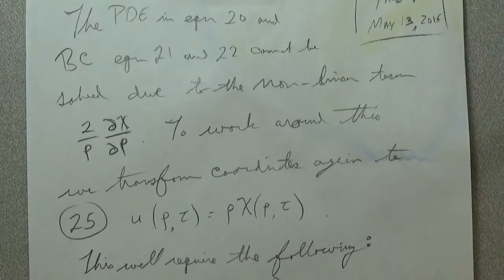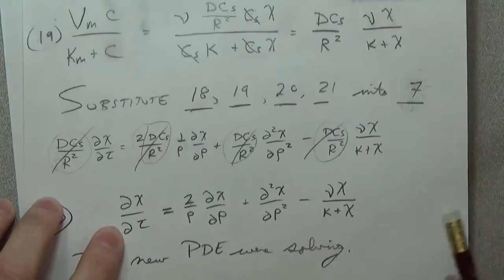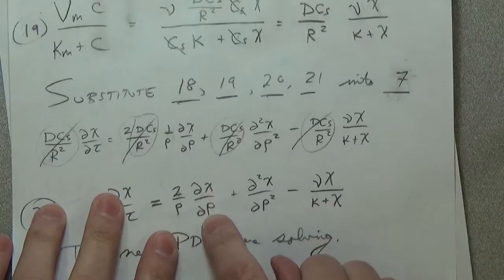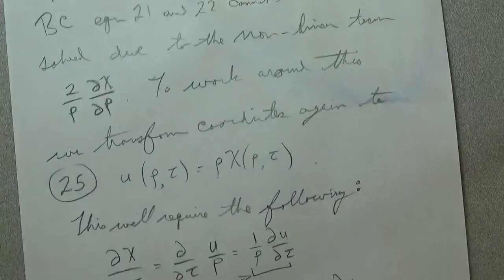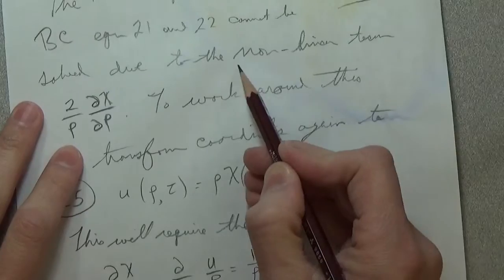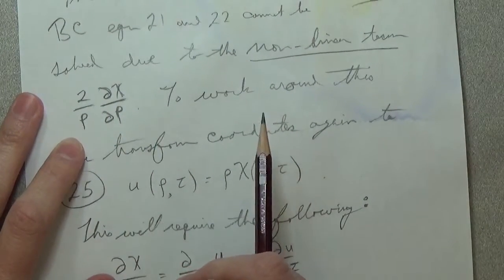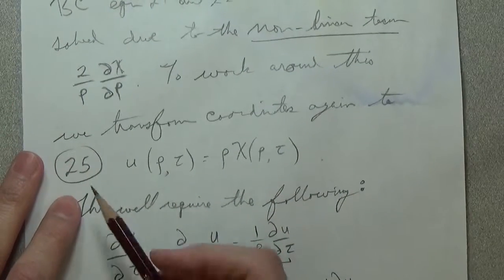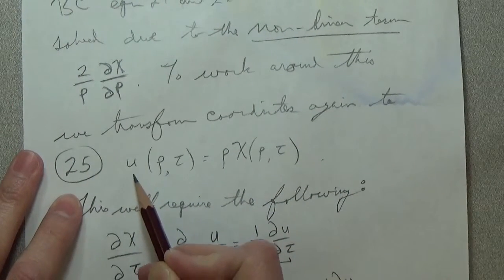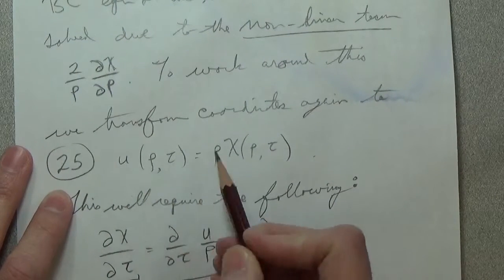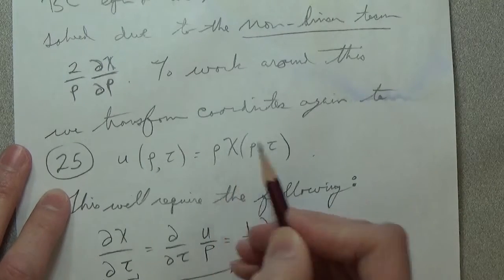Except we can't solve it. And the reason we can't solve it is that our equation right here has this term, right? It's got a 1 over rho d chi by d rho. That's nonlinear, 2 over rho d chi by d rho. So we have to do another coordinate transformation, and the coordinate transformation we're going to use is to transform to a u variable, which is a function of rho and tau, and that u is equal to rho times chi.